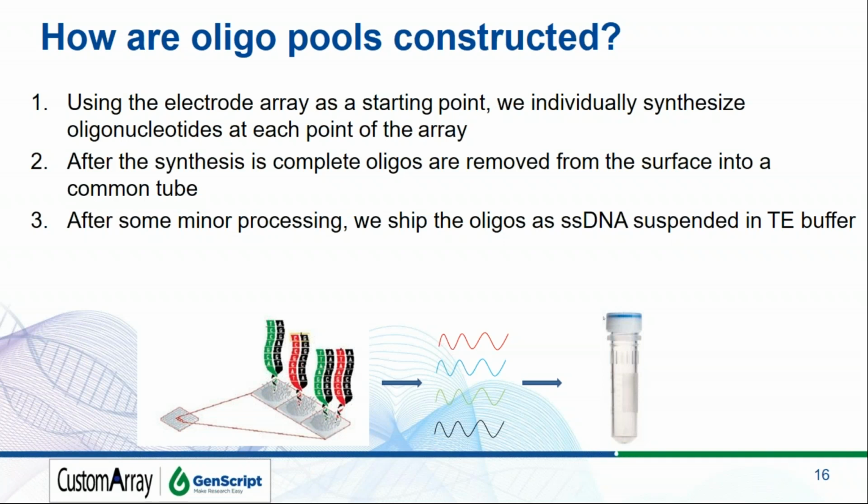So how are oligo pools constructed? Well, basically we use the electrode array that I mentioned as a starting point, and we synthesize a unique oligo on each of those electrodes. After the synthesis is complete, you have all of these oligos on the surface of the array, but for a pool, we don't want them there. We want to remove them, so we cleave them off the surface of the array. We do some minor processing, desalting, and some minor purification. And the end product is a tube of oligos. These are single-stranded oligos in TE buffer. We generally ship in 80 microliters of TE buffer. At that point, it's ready to be used as soon as you get it.